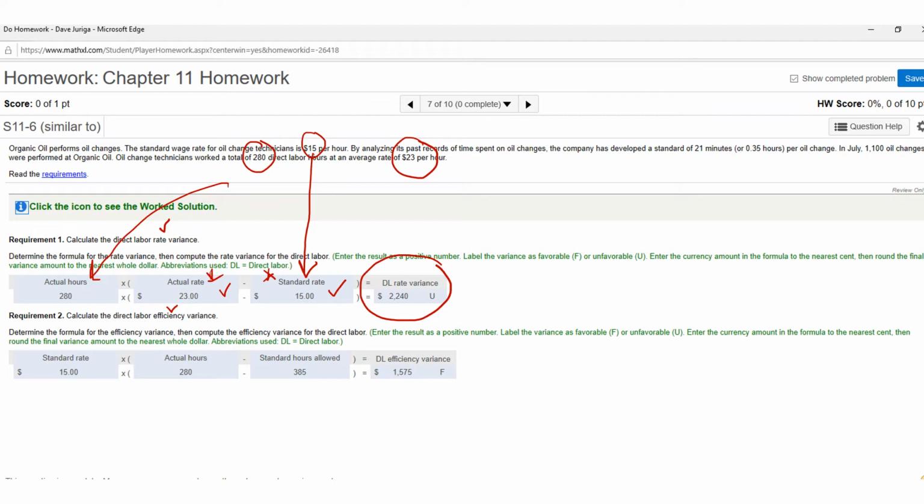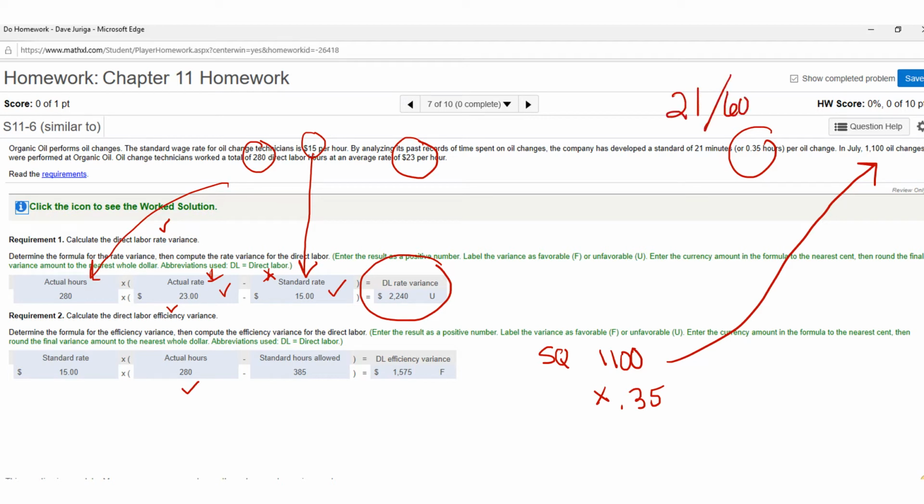All right. Now on the efficiency variance, you're going to be comparing actual hours of 280 versus the standard hours. Again, I refer to this as SQ. That's going to be your 1,100 oil changes, which they gave you right there, multiplied by how many hours it takes to make an oil change, which is 0.35. They gave you this one right there. What they did was they took the 21 minutes and simply divided by 60. They converted that into a fraction of an hour. So 0.35 hours. If you take 1,100 times 0.35, that's going to give you the 385.